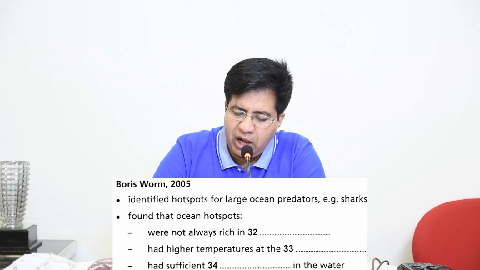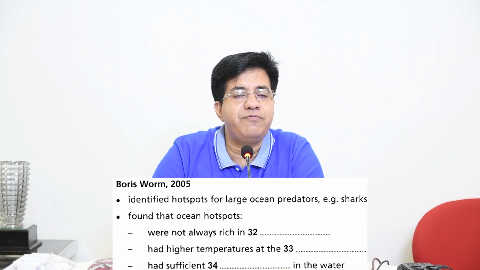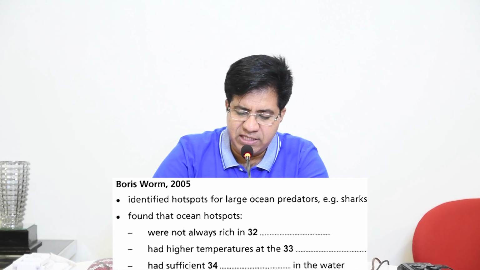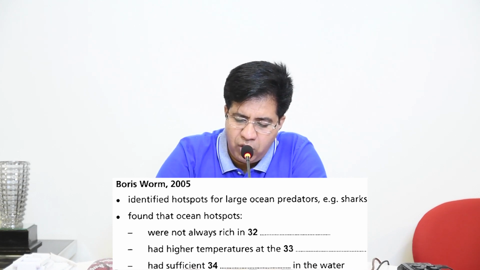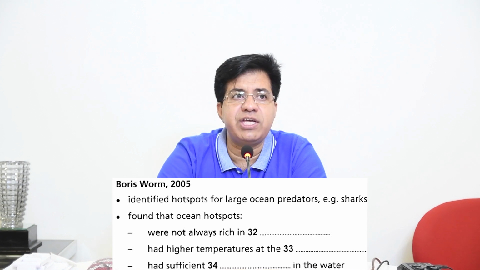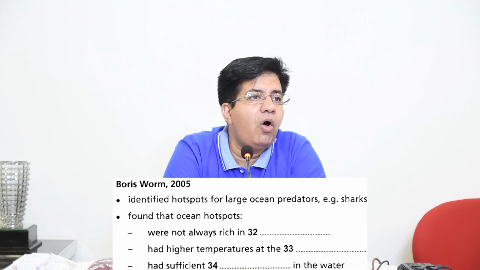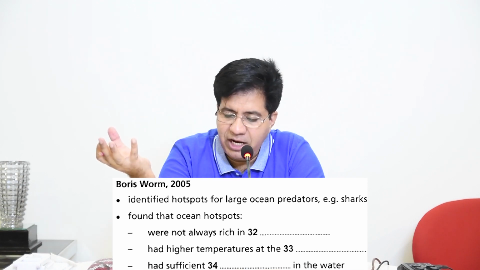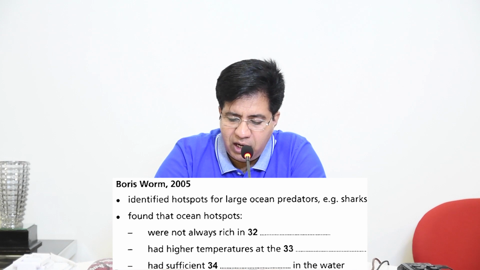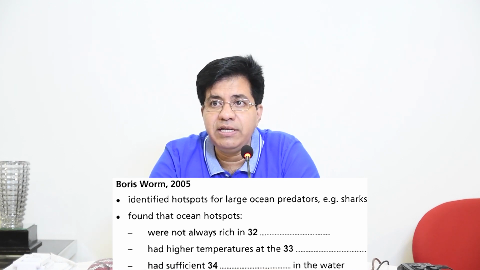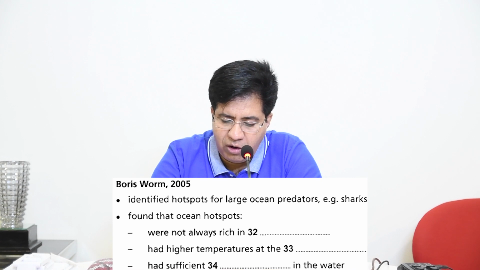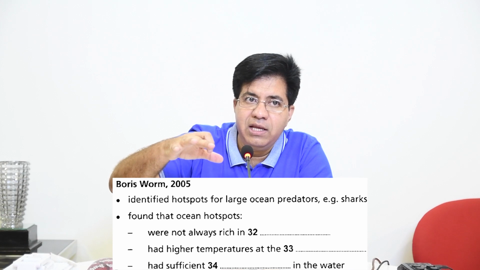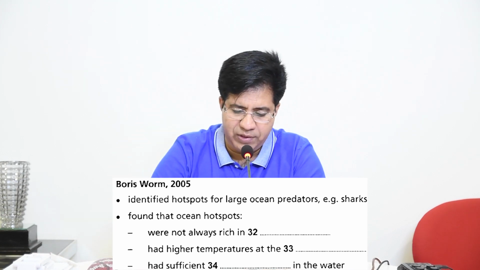Now, can you see Boris Worm 2005? And then can you see the word sharks? Underline the word sharks. When in the audio they say sharks, it means they have reached here. And right after that they say found that ocean hotspots were not always rich in. Now listen, were not always rich in means there was something which was not enough. For example, they can use the words they did not have enough dash. That means they had a low level of something, a little portion of something. So let's see what that is.